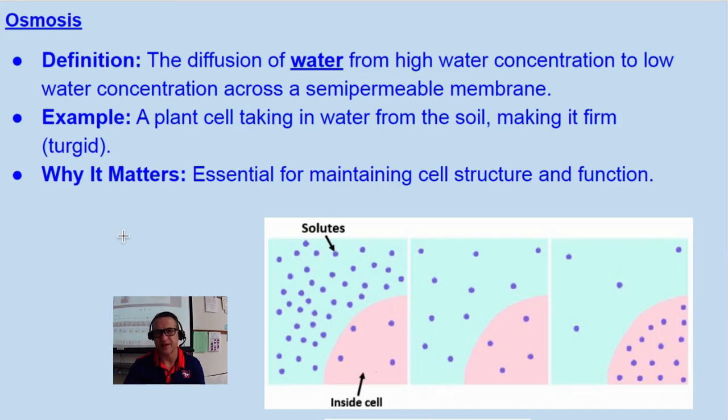And now the third and final type of passive transport is called osmosis. Osmosis, it is the same as diffusion. It is the diffusion of water. Water, also from high concentration to low concentration or with the concentration gradient across a semi-permeable membrane. So diffusion and osmosis are the same thing. But when it's the movement of water, it's got its own name.